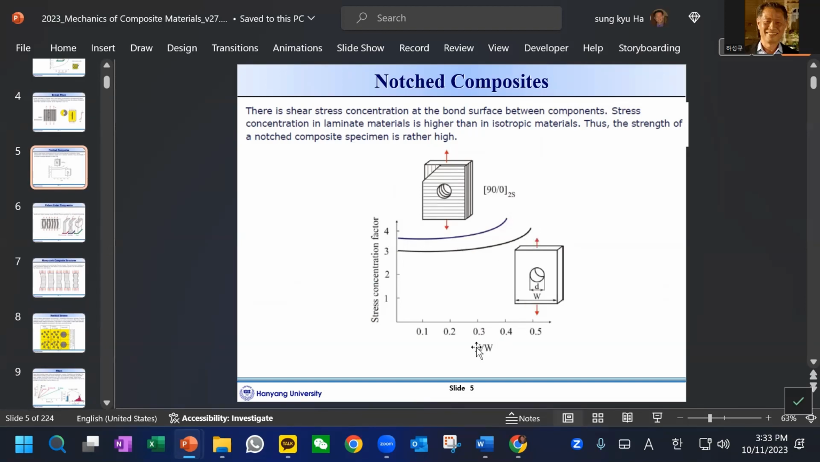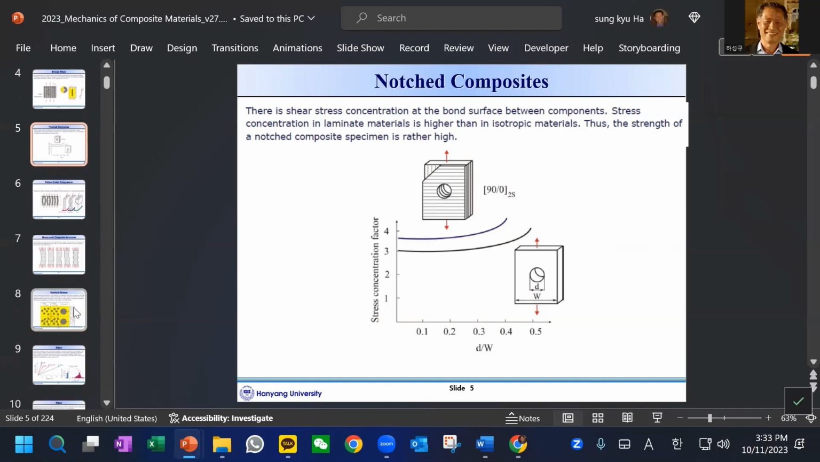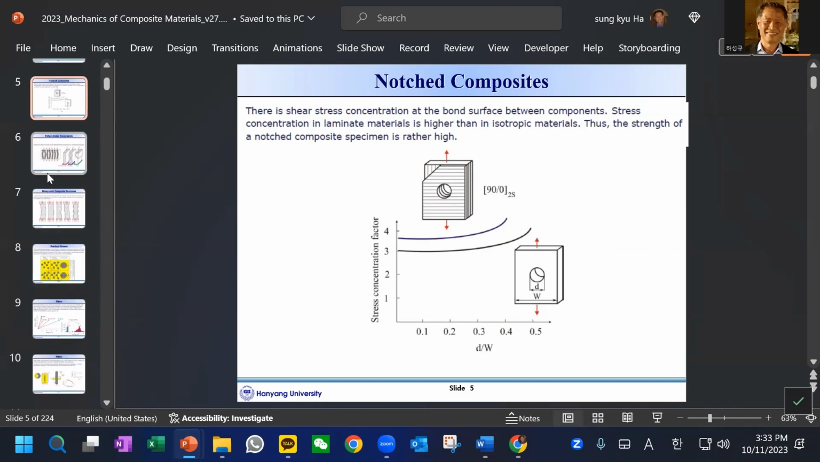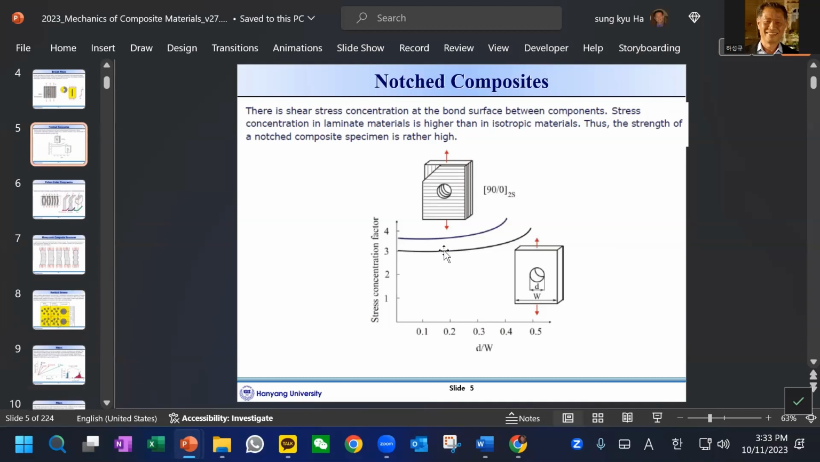As you can see, if D equals 0, there's no notch, nothing, it's just flat. But if we have a hole of diameter D, then as you can see, stress will concentrate. This is a very common behavior of general materials, and it happens in composite materials as well. But in composite materials, this notched behavior can be very severe because each lamina in a laminate can have different materials.